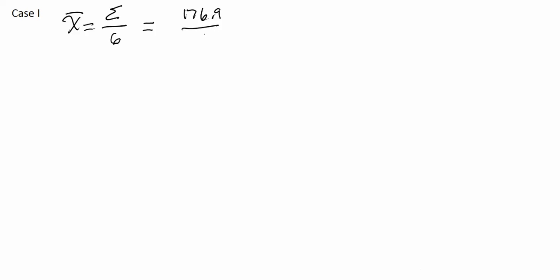176.9. When I divide that by 6, I get 29.48333. Keep those extra digits. Don't round in these problems until it's time to report the answers. So that's our mean. You really need those extra digits, otherwise your calculation of standard deviation will be off.